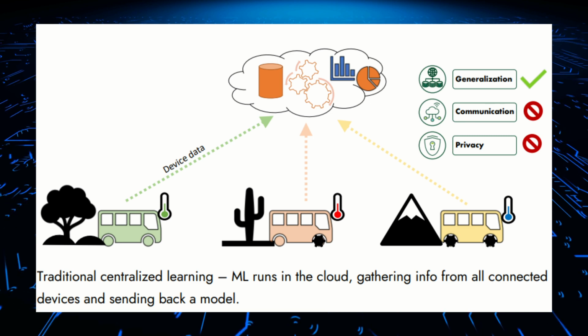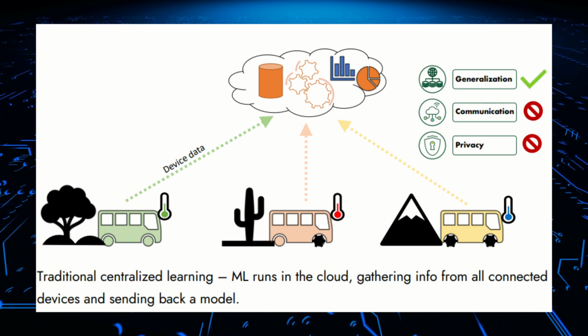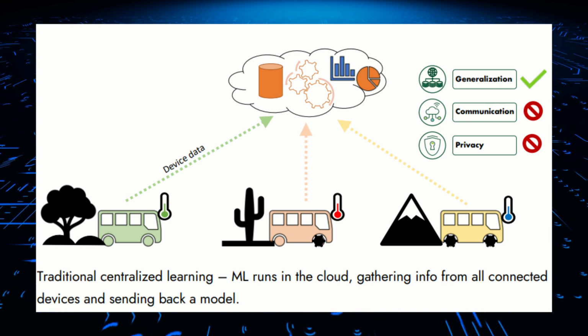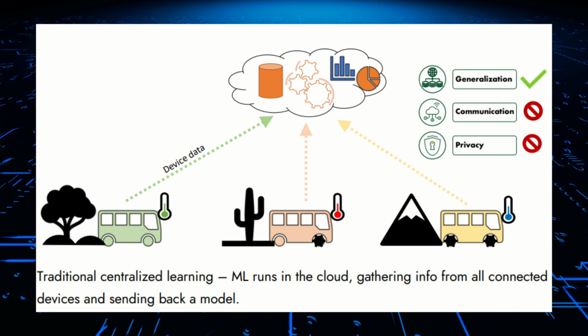As you can see in this example, a central cloud-based server collects all the data from clients and sends the trained model. It is clearly visible that there is a lack of communication and privacy in this approach.